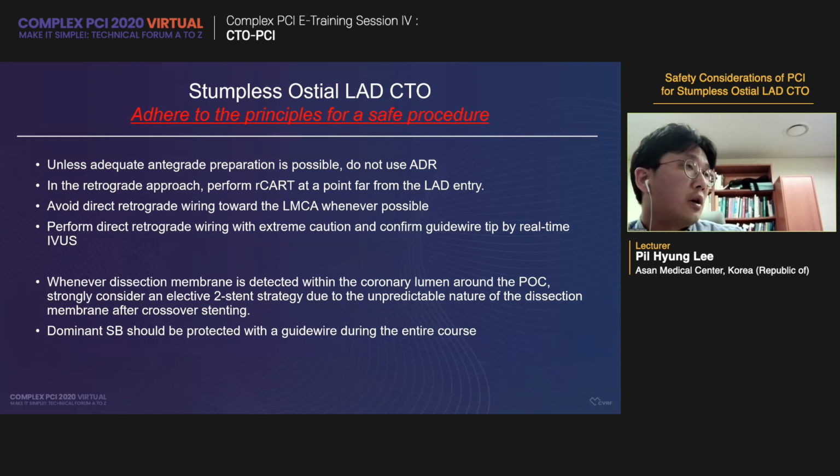In the retrograde approach, we have to perform reverse CART at a point far from the LAD entry. We should avoid direct retrograde wiring toward the left main coronary artery whenever possible. But if you have to do that, perform direct retrograde wiring with extreme caution and confirm the guide wire tip by real-time IVUS. Whenever a dissection membrane is detected within the coronary lumen around the POC, strongly consider an elective two-stent strategy due to the unpredictable nature of the dissection membrane after crossover stenting. Of course, the dominant side branch should be protected with a guide wire during the entire course of the procedure.